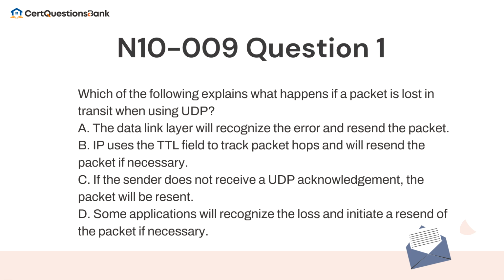Which of the following explains what happens if a packet is lost in transit when using UDP? A. The data link layer will recognize the error and resend the packet. B. IP uses the TTL field to track packet hops and will resend the packet if necessary. C. If the sender does not receive a UDP acknowledgement, the packet will be resent. D. Some applications will recognize the loss and initiate a resend of the packet if necessary.